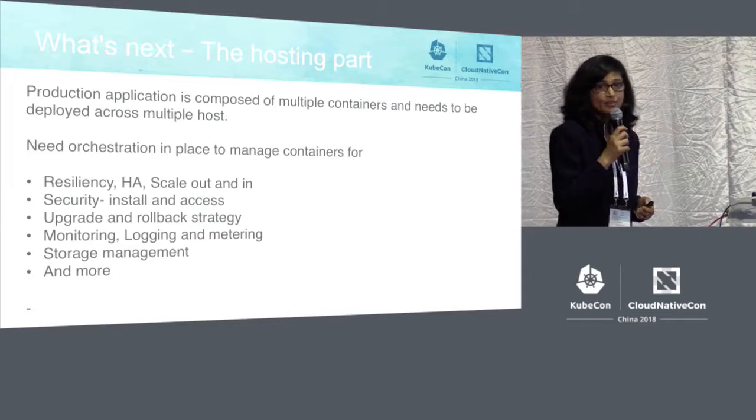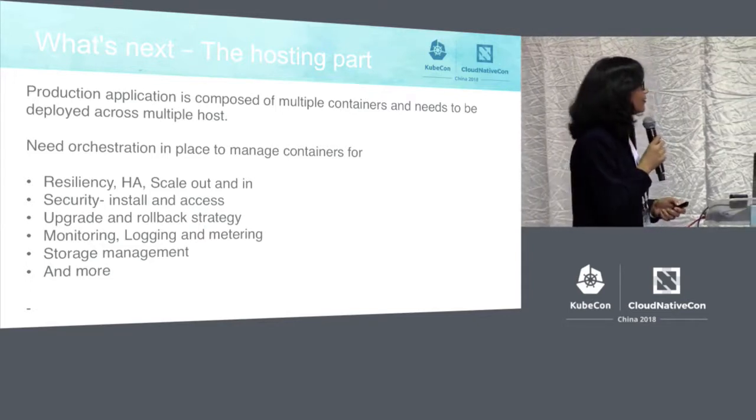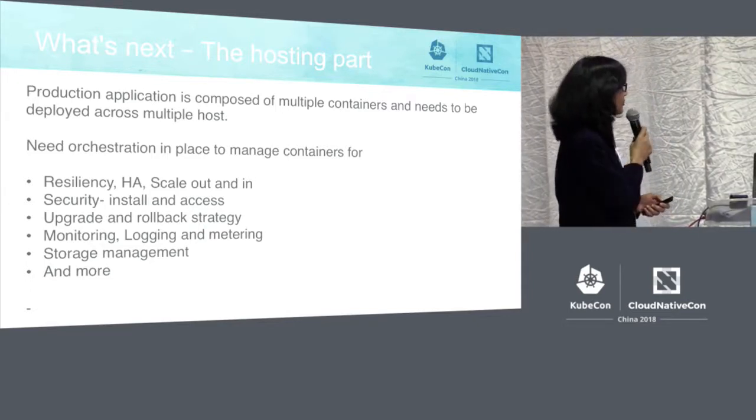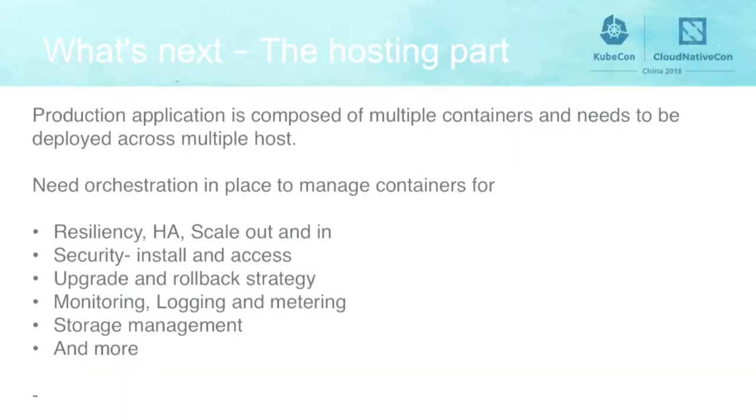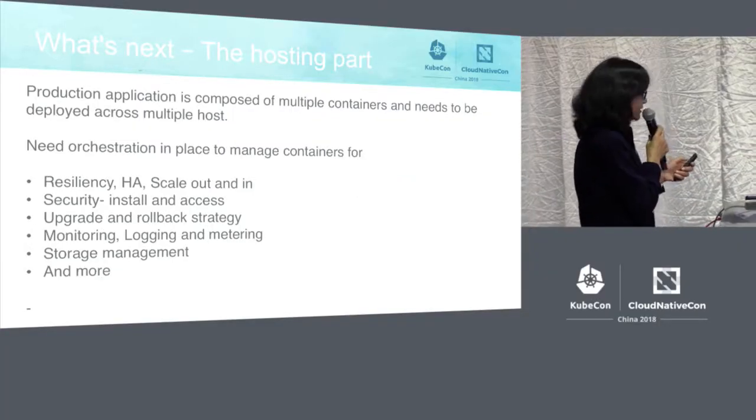Okay, this is more or less a repeat of my first slide, where once you have the containers, how do you run for the production environment? Those are the same things that don't go away when you talk about the production environment: resiliency, HA, scaling out and shrinking back in, security, upgrade, rollback strategy, monitoring, logging, and metering, the observability that's needed for the system, because when the tickets come in, you do need all of these set up. Storage management, and there's definitely a lot more.